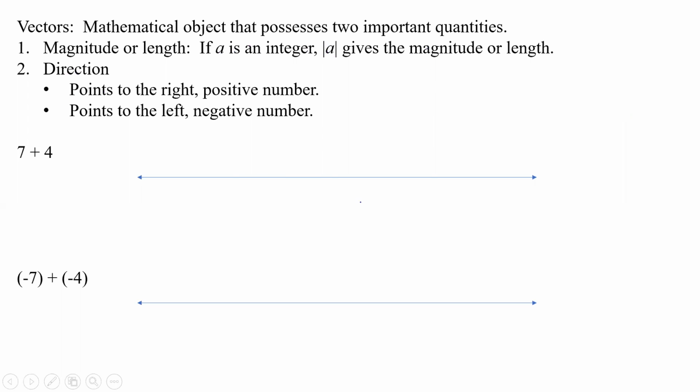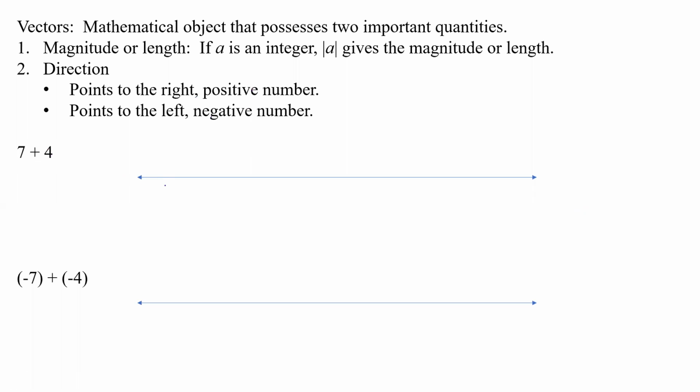So it's going to point to the right if it's positive, and it's going to point to the left if it's negative. Okay, so what we want to do is add these using vectors. We've done that before, but now we're going to actually label them as vectors here. So what we have is 7 plus 4. What do we know about 7 and 4? Well, they're both positive numbers.